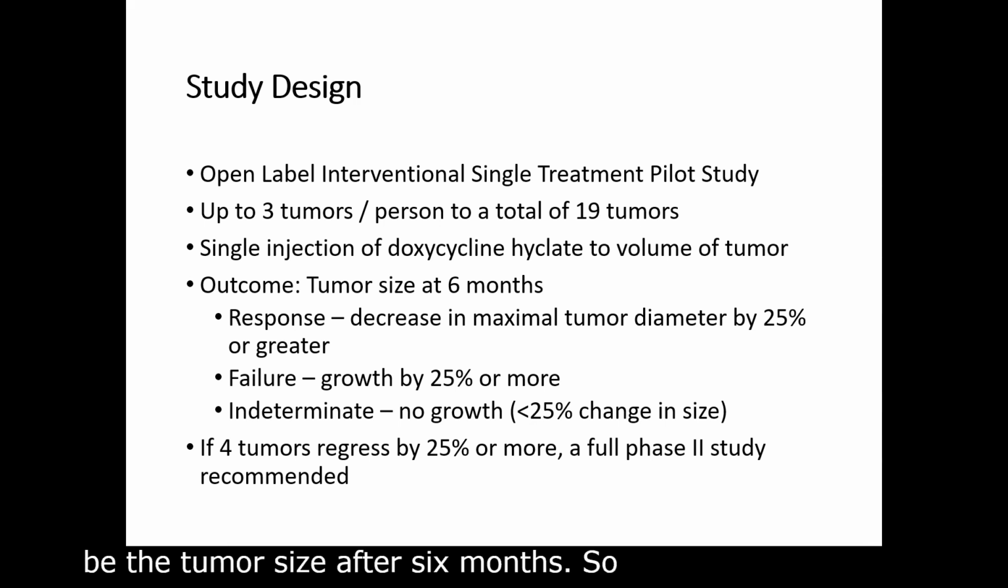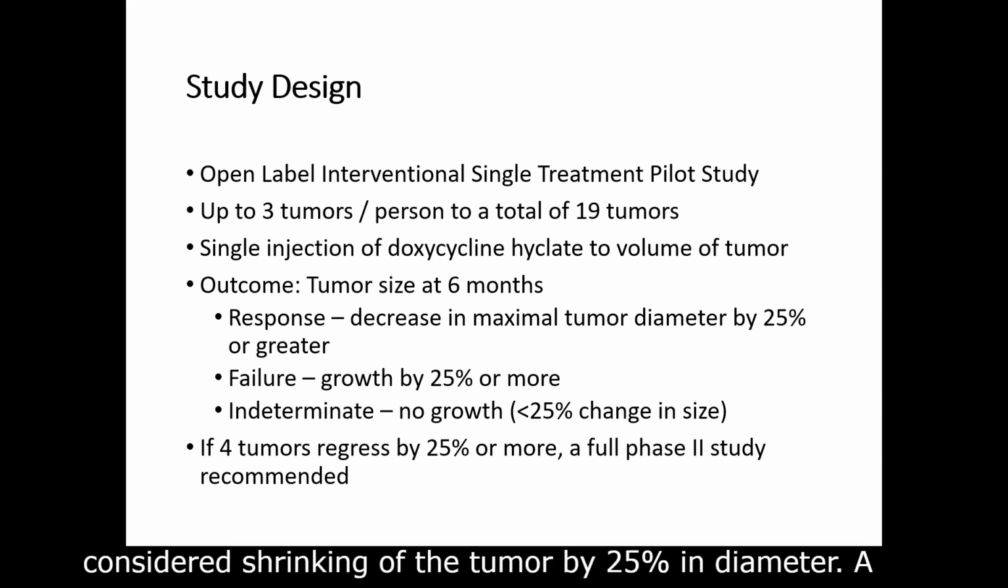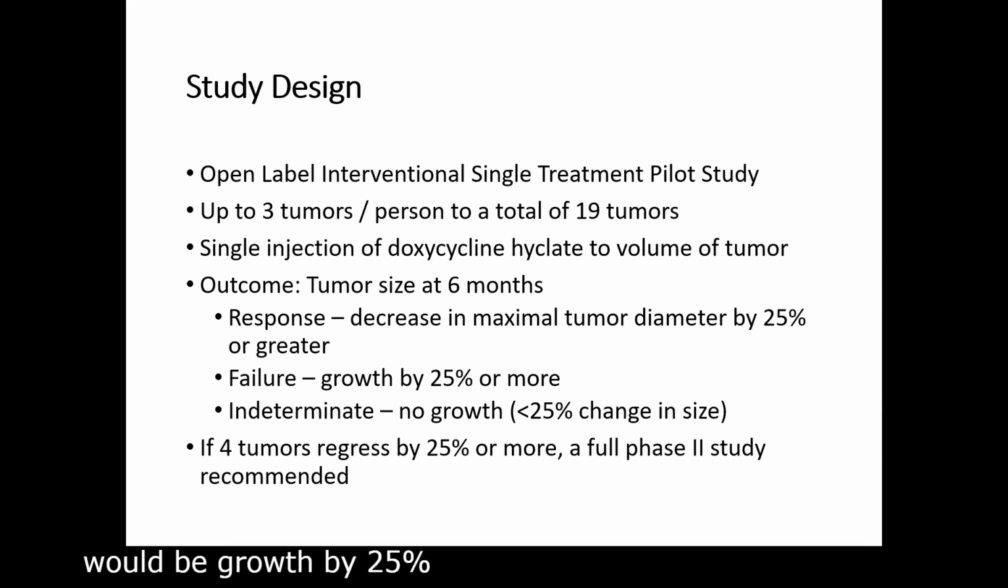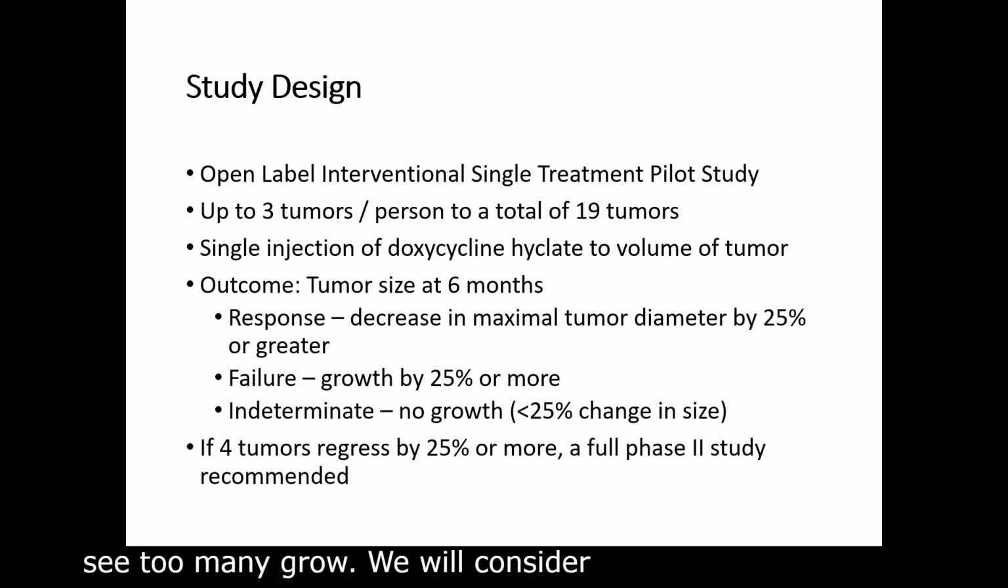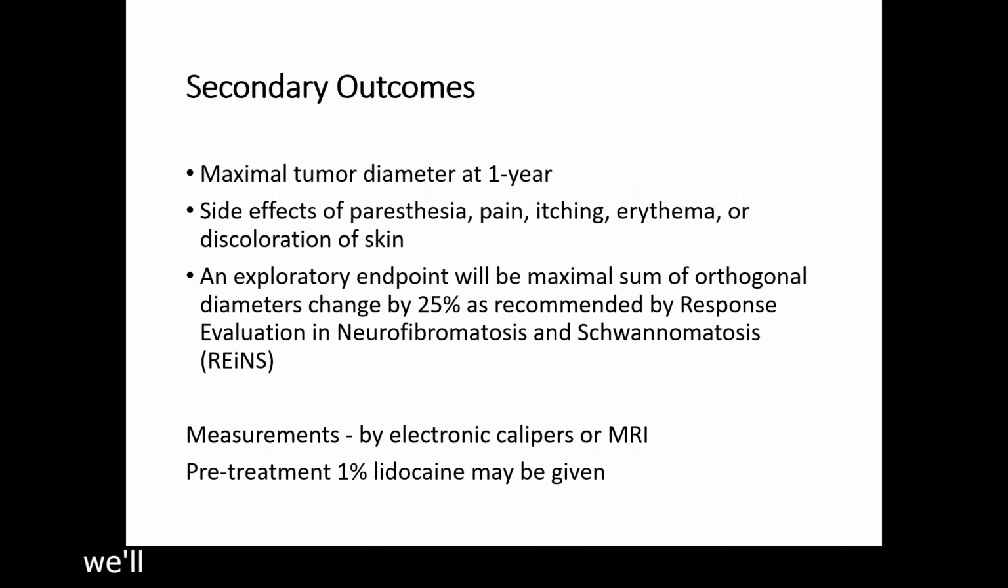So a response would be considered shrinking of the tumor by 25% in diameter. Failure would be growth by 25%, and indeterminate if it doesn't change much. These tumors don't usually change very rapidly, so we're hoping that we won't see too many grow. We will consider it a successful pilot trial if we see 4 tumors that regress by 25% or more. And if that's the case, then we'll go on and do a more detailed study.